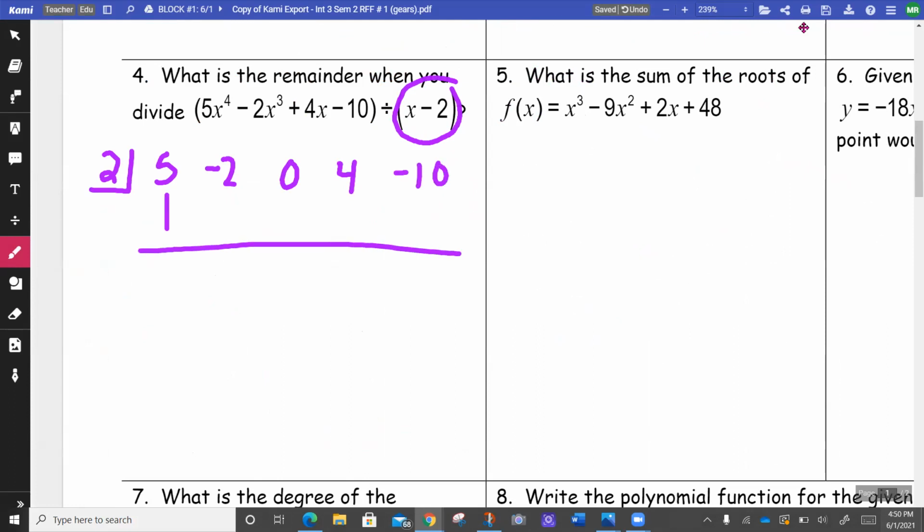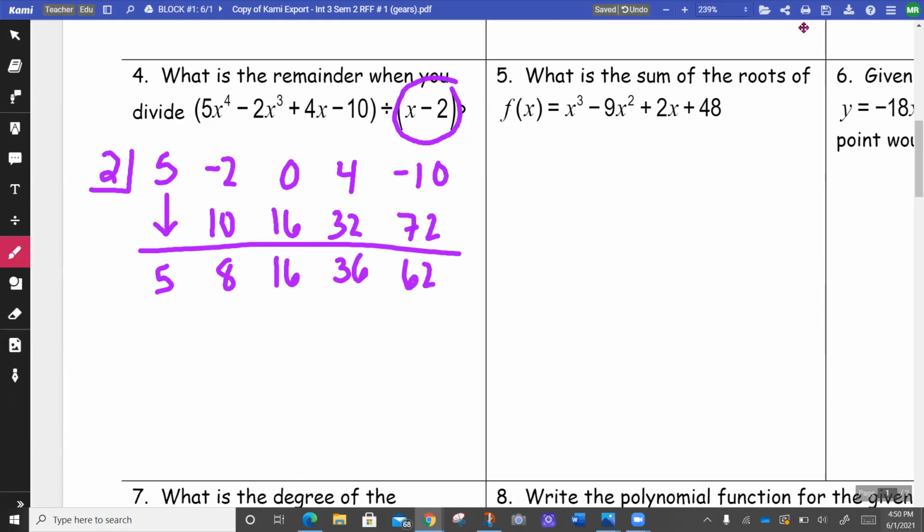And then you always bring down your first number. So that's 5. 5 times 2 is 10. I add, I get an 8. 8 times 2 is 16. I add, I get a 16. 16 times 2 is 32. I add, I get a 36. 36 times 2 is 72.